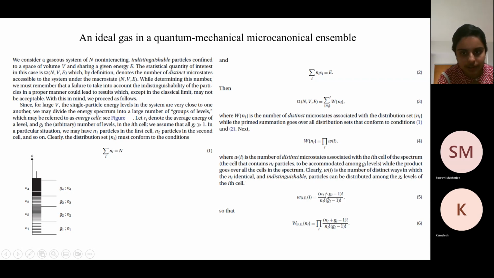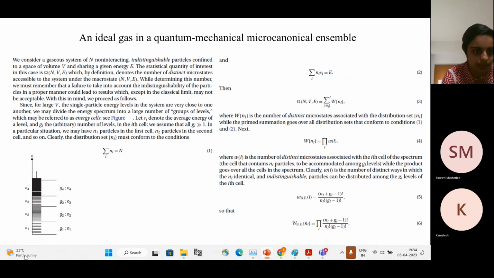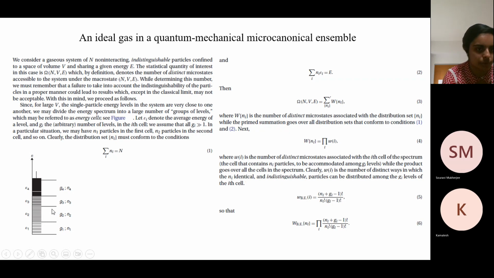Okay, so suppose you now just consider one cell. Here you have g1 levels and you have n1 particles, right? And how they can be distributed would define W1. Similarly, you can get W2, W3, and the product of all of them would give you the total number of ways in which you can get this distribution. Now, because they are identical and indistinguishable, the particles can be distributed among the g_i energy levels as given by this relation here. So this comes from the concept of permutation, right?